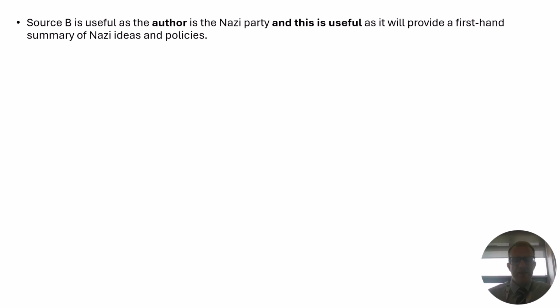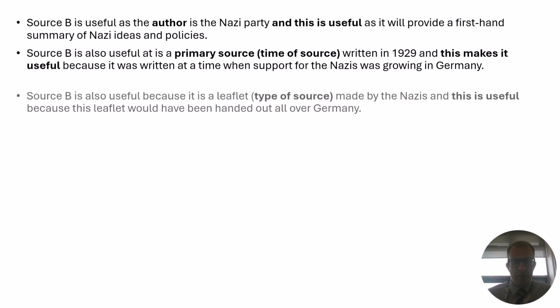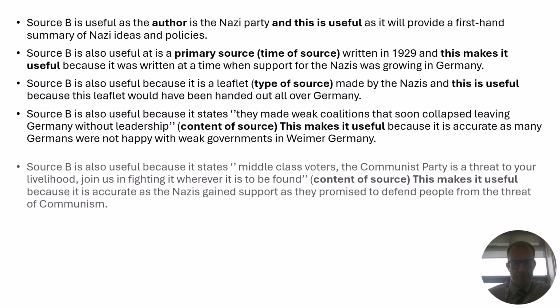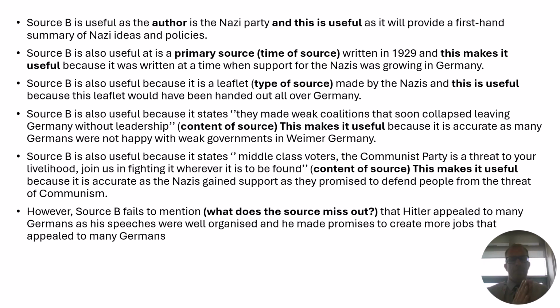So here's an example of an answer to this question. So the first one, the author, is the Nazi Party, but you always have to add, and this is useful because. So in the how useful question, you have to do that to get the marks, and this is useful because it provides a first-hand account of Nazi ideas and policies, because it's a Nazi Party. They understand their policies, what their aims are. That will get 1 mark.